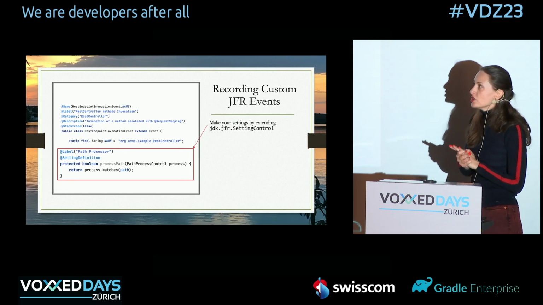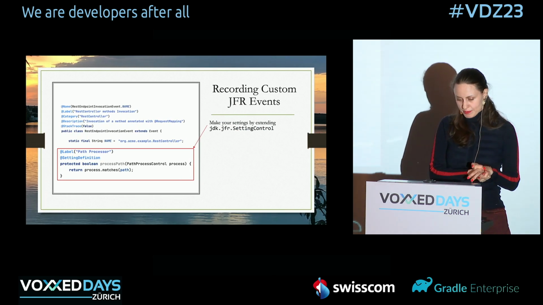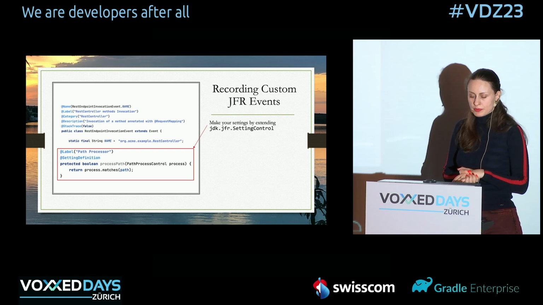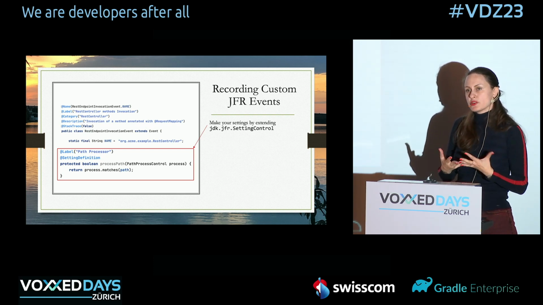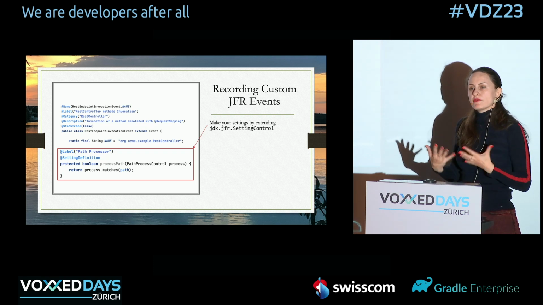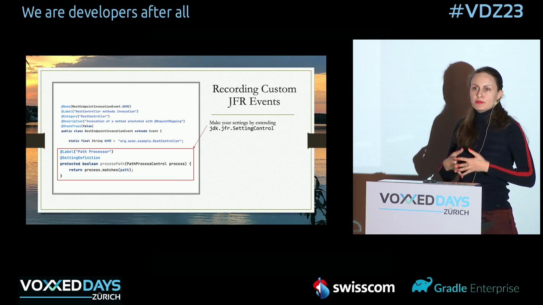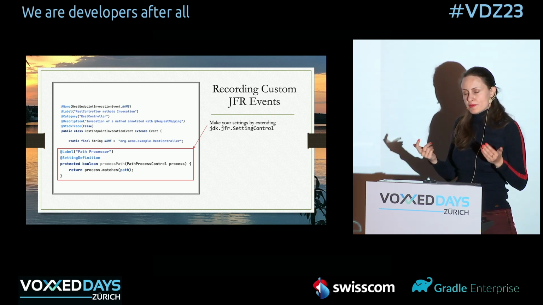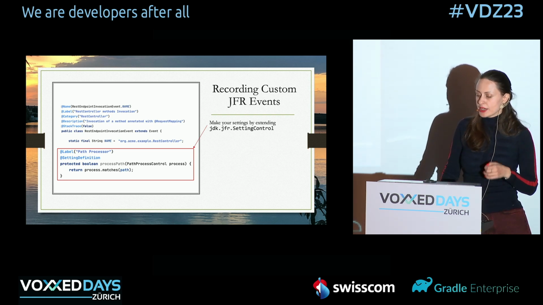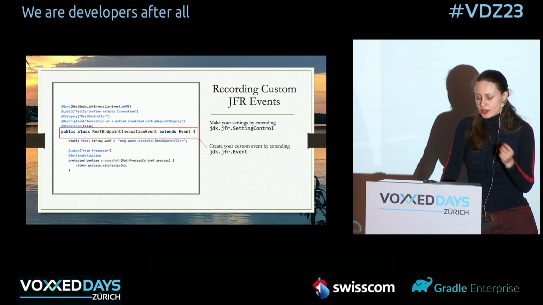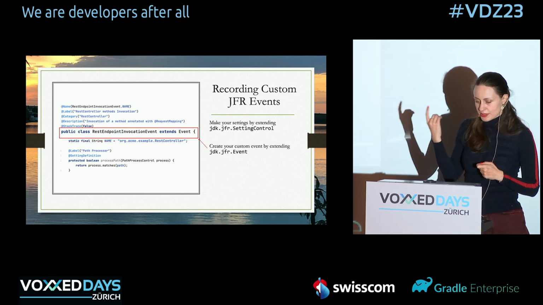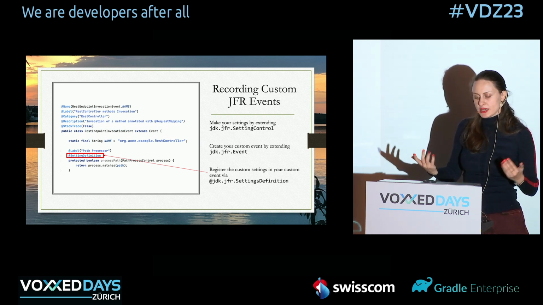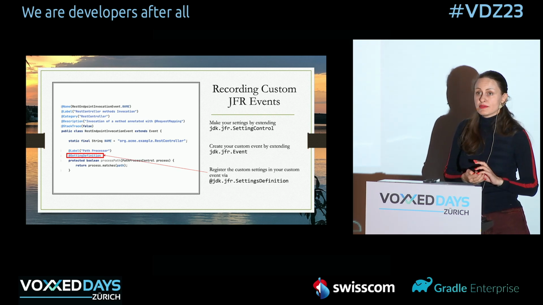That being said, you can also create your custom JFR events. If you feel that the events that come with JFR about the JVM are not enough, and you want to capture your own about your application, and maybe what Micrometer gives you is not enough, you can create your own JFR events by extending the JDK JFR SettingControl. Then you can create your own custom event by extending the JDK JFR Event, and you can register that custom setting in your event via the JDK JFR SettingDefinition.